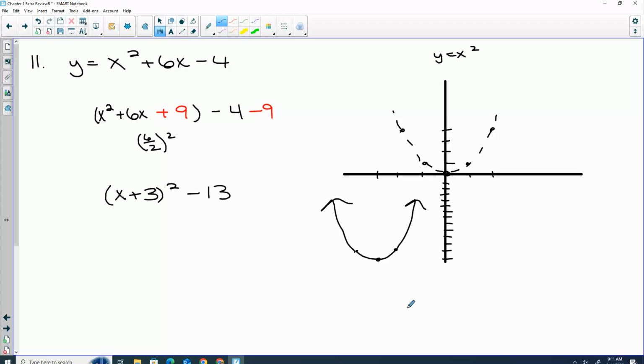So the real thing I'm testing here is, do you know how to complete the square? And then once we do that, we can use our transformations for the final graph. Is that one okay? Look at problem 12.